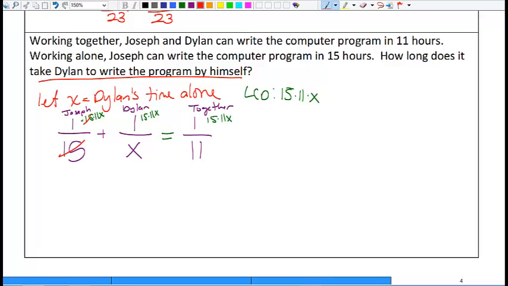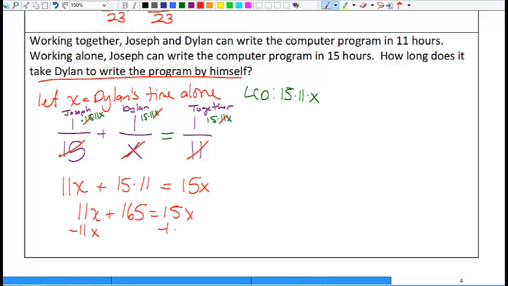On the first fraction, the 15 divides out and you're left with 11x. On the second fraction, the x's divide out and you're left with 15 times 11. And on the third fraction, the 11 divides out and you're left with 15x. So we have 11x, 15 times 11 is 165.